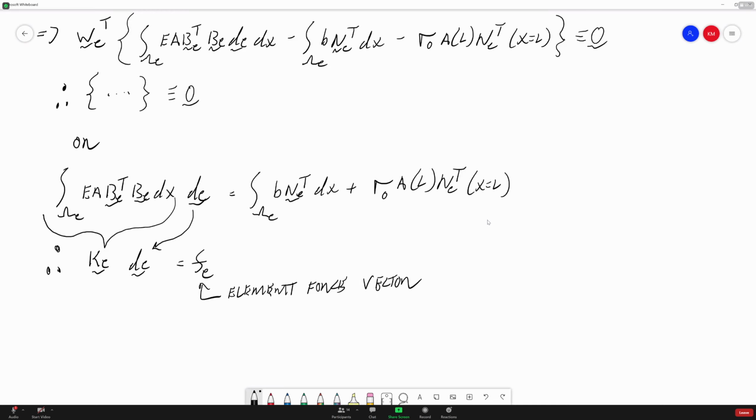So it's not the force applied to the body, it's the force at the element, depending on how things are redistributed. This KE is called our element stiffness matrix.